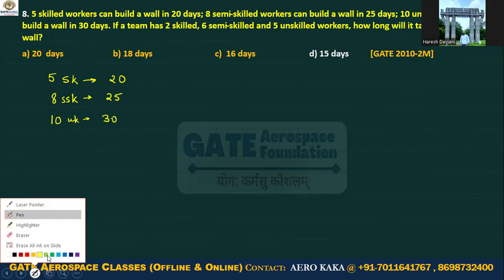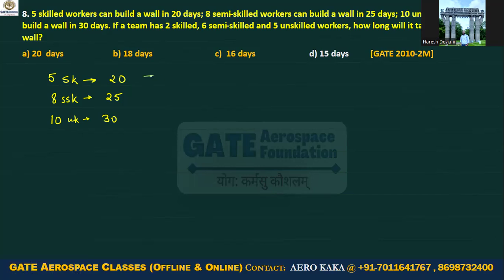Now, this ratio is actually inversely proportional. What I mean to say is, if the number of workers is reduced, the number of days taken to build the wall will increase. That is, if 5 skilled workers are building the wall in 20 days, the time taken by a single skilled worker will increase. It will be multiplied, so this will become 100. So one skilled worker will take 100 days to build the wall.